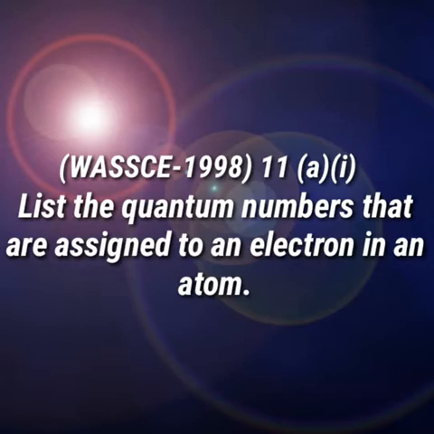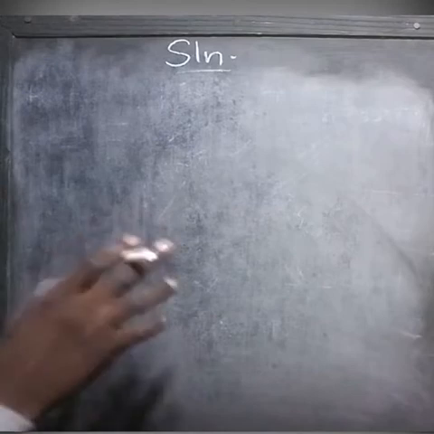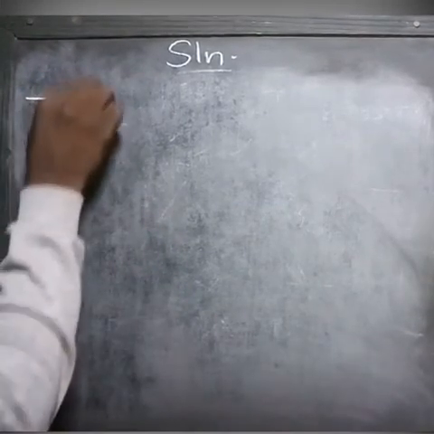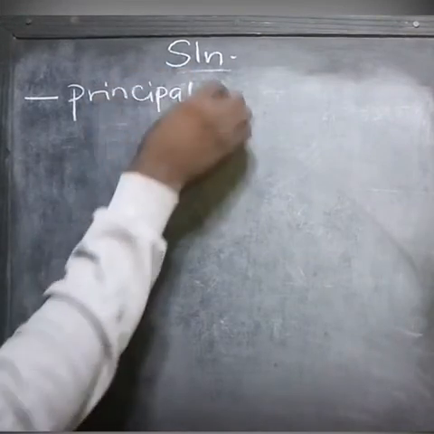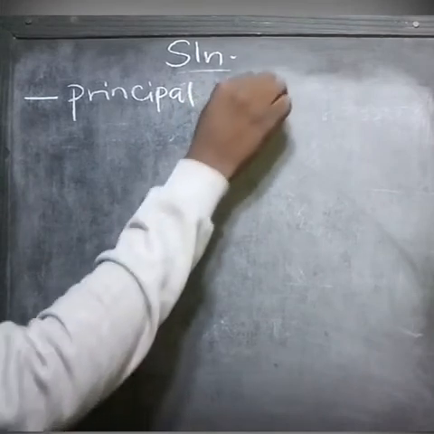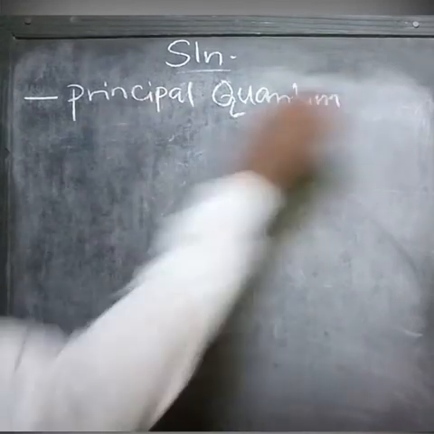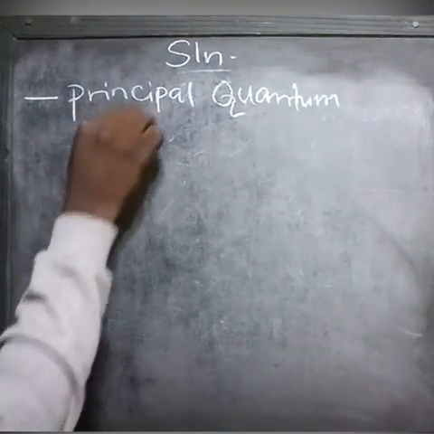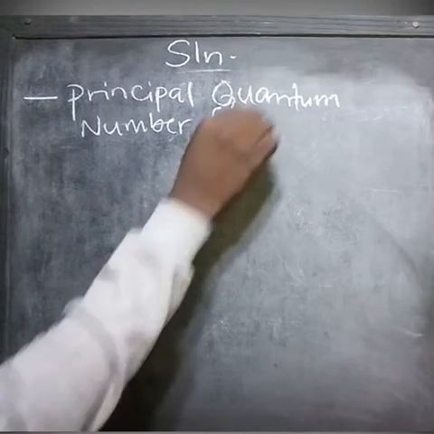So the next question says, list the quantum numbers that are assigned to an electron in an atom. So we have only 4 quantum numbers according to the quantum theory. The first one is the principal quantum number, which is always denoted by small letter n.